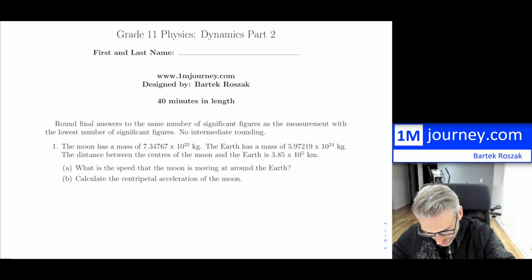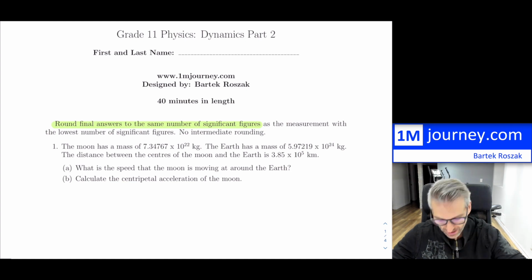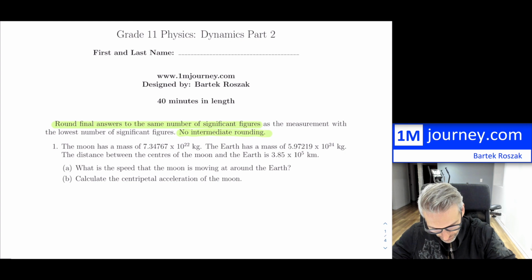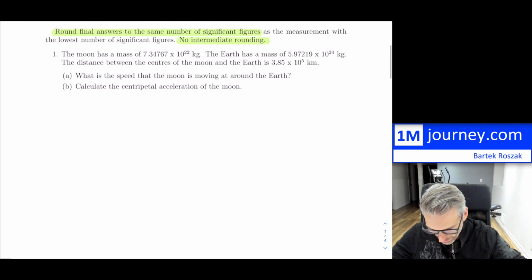So first of all, again, rounding. Most of the time in physics, if you're not told what to round to, you should keep the same number of significant figures as the measurement with the lowest number of significant figures, right? And try not to round in intermediate steps, right? So that's what I'll try to do. So here's question number 1.